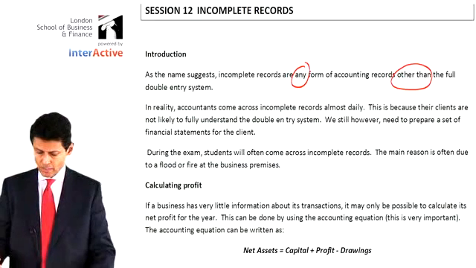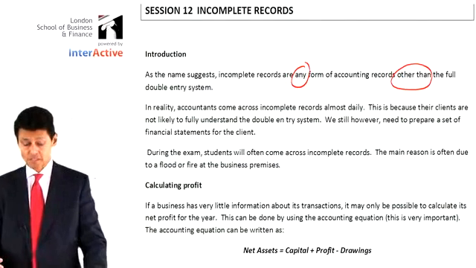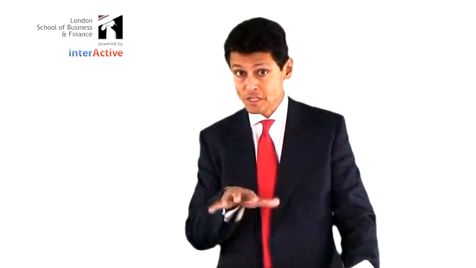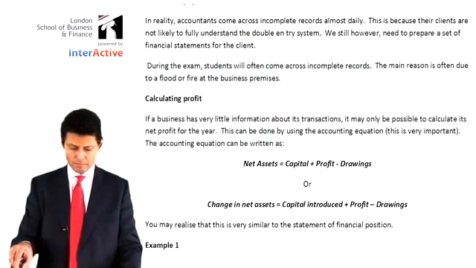During the exam, students will often come across incomplete records. The main reason is often due to a flood or fire at the business premises. Some of the accounting records have been destroyed, but using your considerable skill, you can reconstruct what is missing, and get it back to being full records. For that, you might have to use things like percentages and profits, and a tremendous amount of skill, to be honest. So let's say, calculating profit.